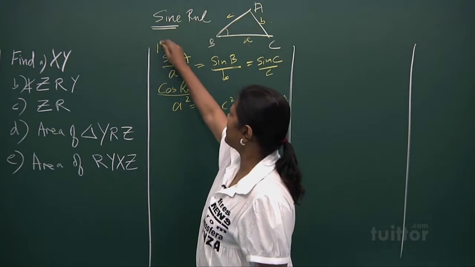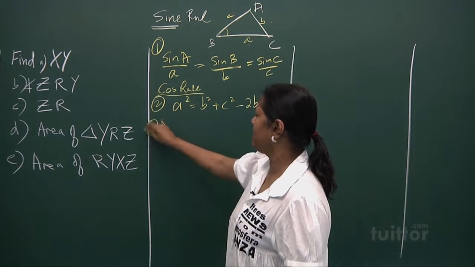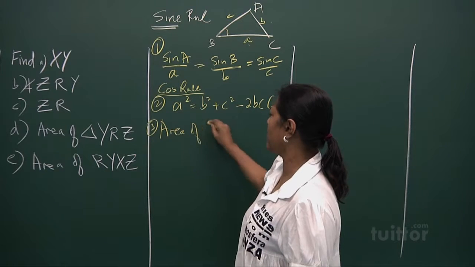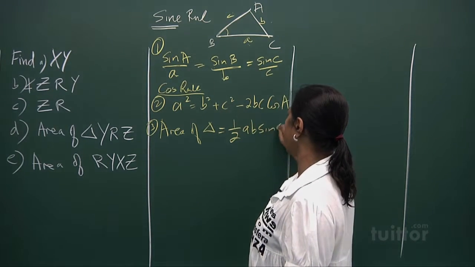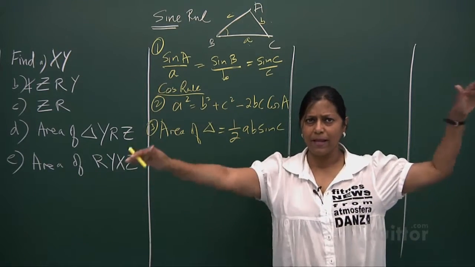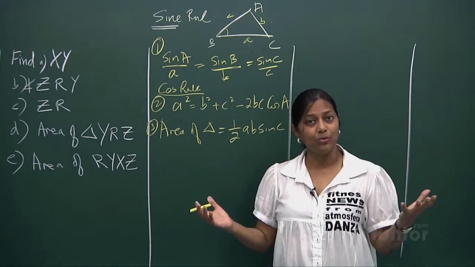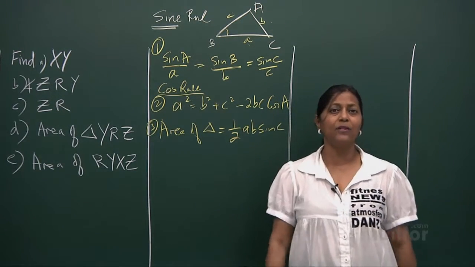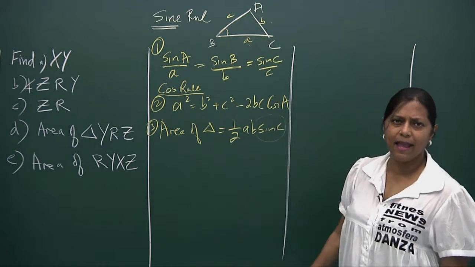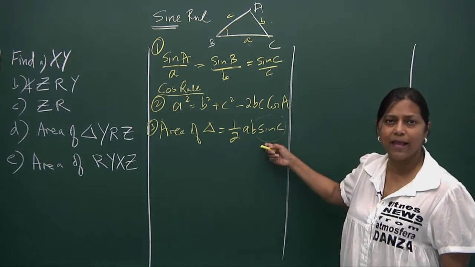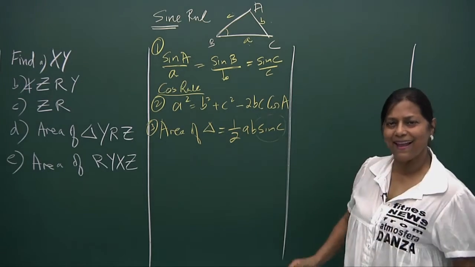Now, so this was the first thing. This was the second thing. And we also learned the third concept, that the area of a triangle is none other than half ab sine C. You're just multiplying a and b and then sine of this angle and you divide it by 2. You get the area of the triangle. This angle is between a and b. We call that included angle because it's within the two lengths.